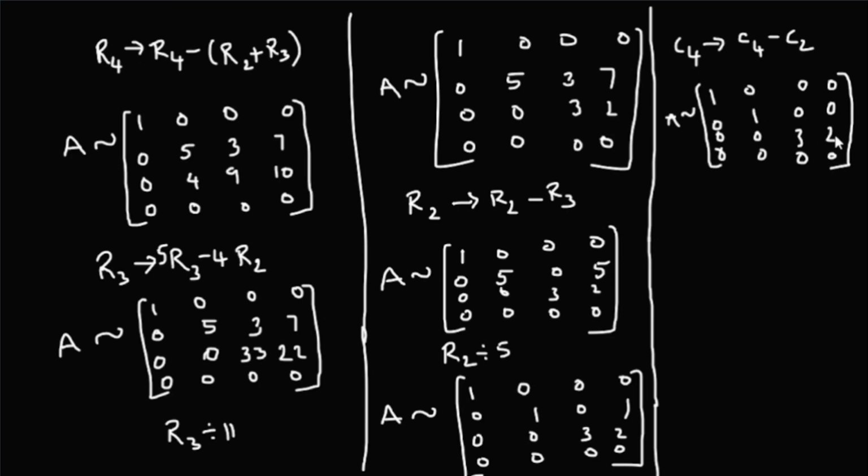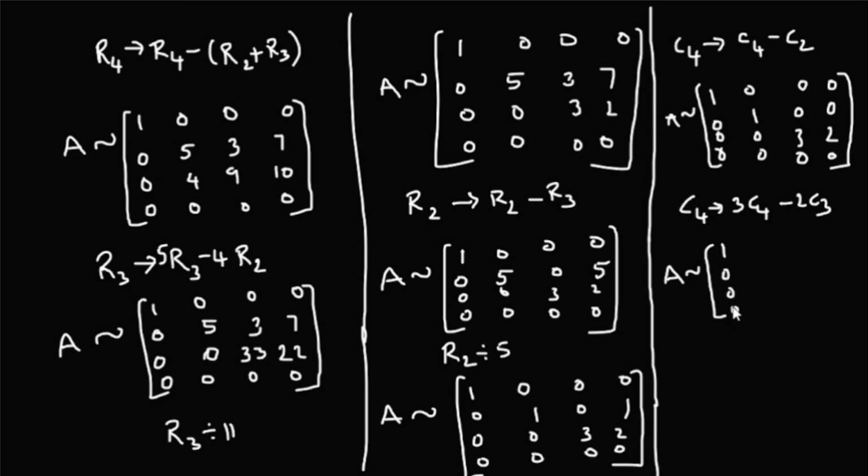So we need to get a 0 here also. So it is C4 implies 3C4 minus 2C3. Multiply this by 3 and this by 2 and subtract. So what happens to A?